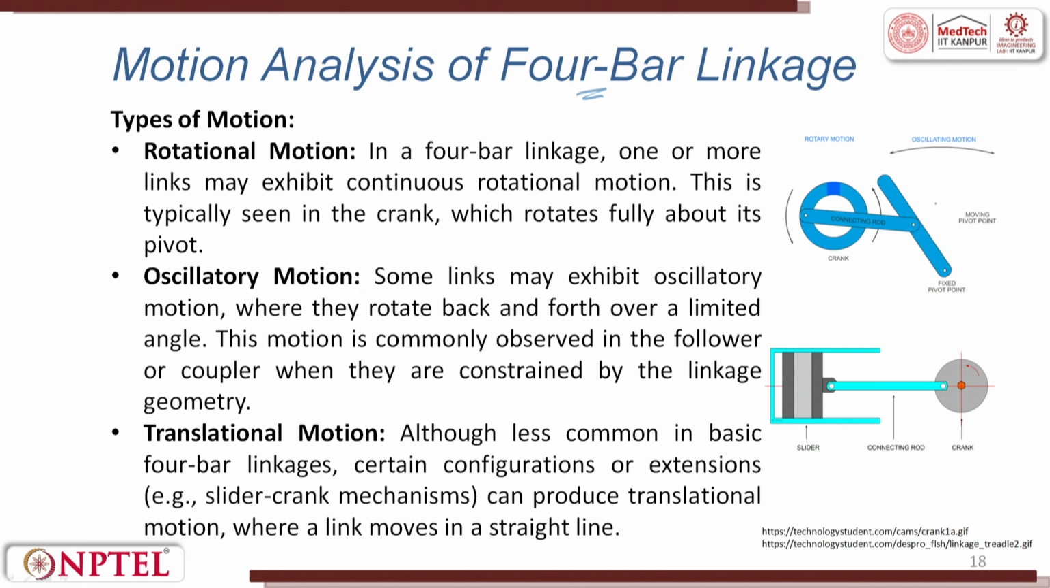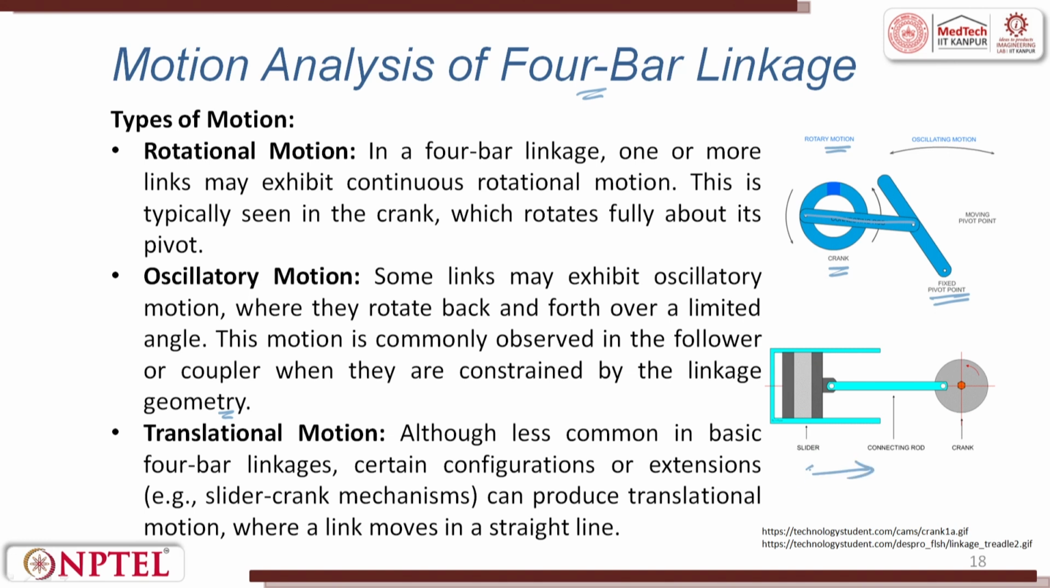In rotation motion, you can see that there is a crank which rotates, there is a connecting rod which connects between this, and then you have a link which is a fixed pivot, and then an oscillating motion. So, rotating motion, oscillating motion. Some linkages may exhibit oscillatory motion, like a pendulum clock, where they rotate back and forth over a limited angle. The motion is commonly observed in the follower or coupler when they are constrained by the linkage geometry.